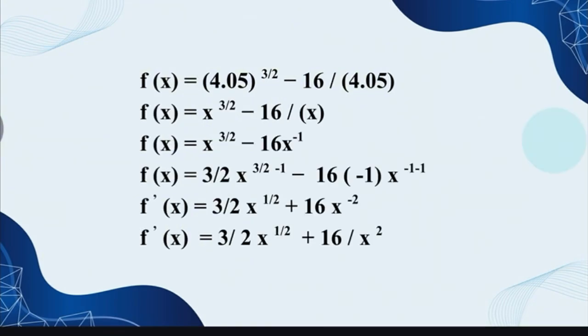Second, we have the equation. We must differentiate to get the f prime. We can use the basic rule, that is, bring the power in front and subtract 1 from the power. So the final answer for f prime(x) is 3 over 2 x to the power of half plus 16 over x squared. After we get the equation, we can substitute into our formula. So our final answer is 4.20. That's all.